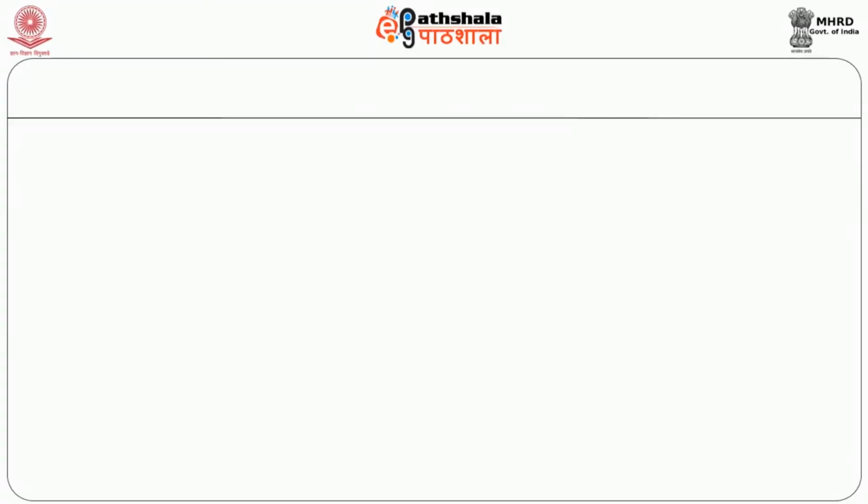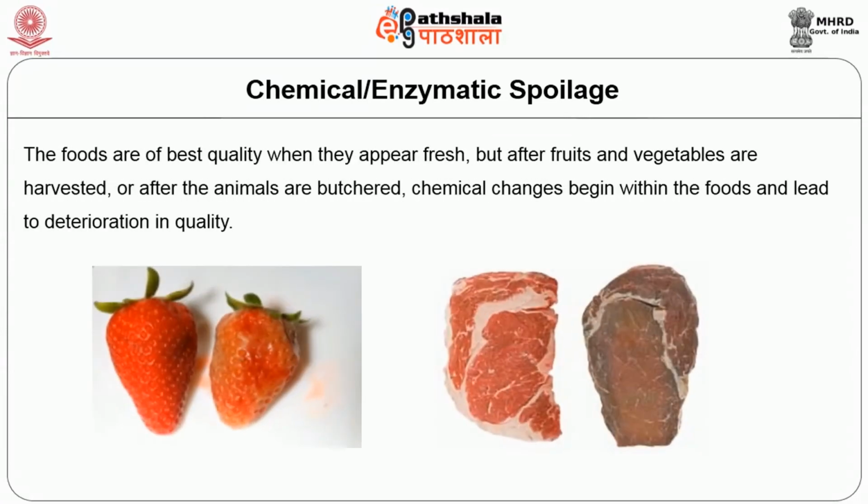The other type of spoilage is caused by chemical or enzymatic reactions, called chemical or enzymatic spoilage. The foods are of best quality when they appear fresh, but after fruits and vegetables are harvested or after the animals are butchered, chemical changes begin within the food and lead to deterioration in quality. These chemical reactions are responsible for the color and flavor changes in foods during processing and storage.